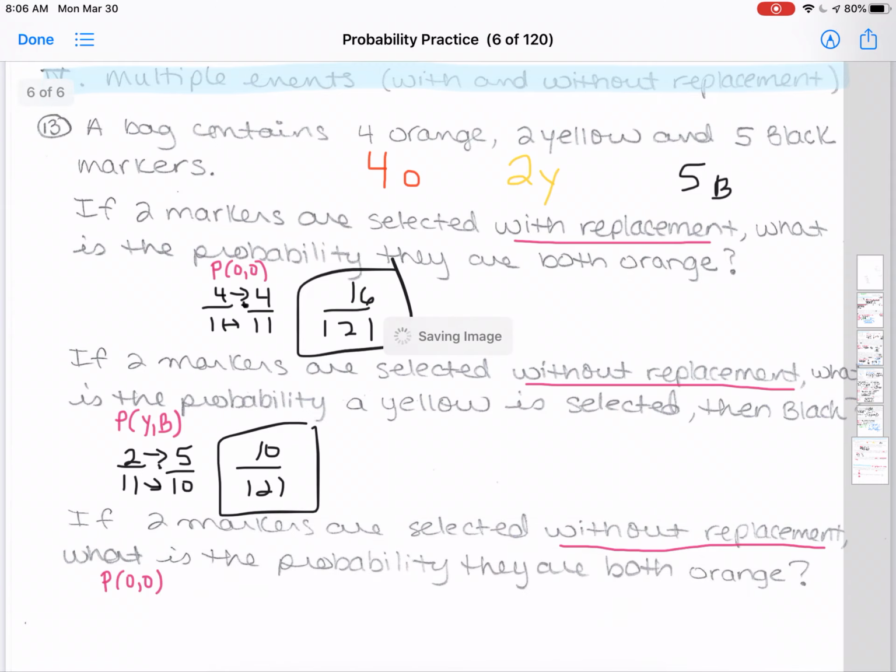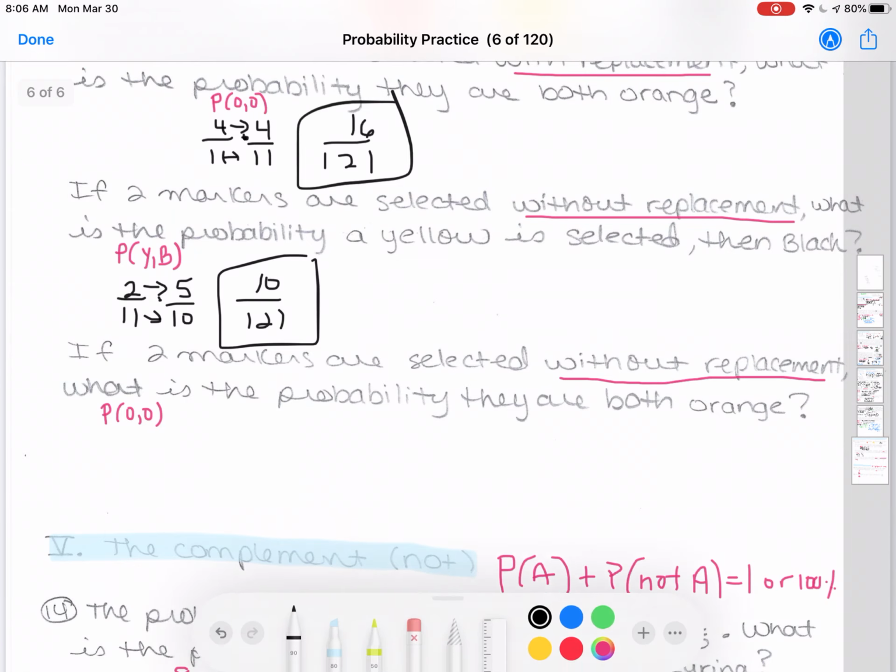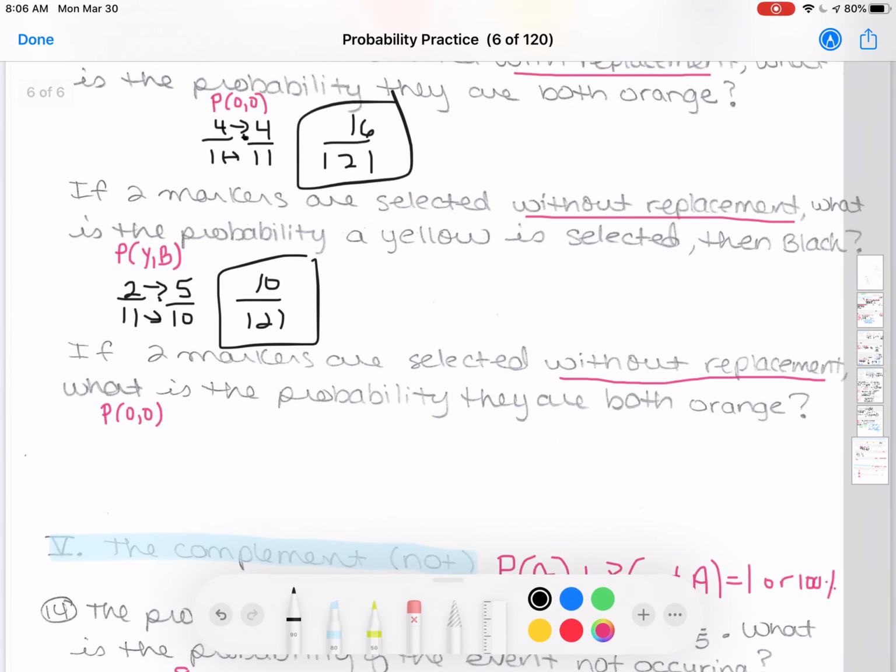Okay, and one more. What's the probability of orange without replacement? All right, so orange the first time is 4 out of 11, but now you kept that orange out, there's only 3 left, and the sample space went down. So 12 out of 121.